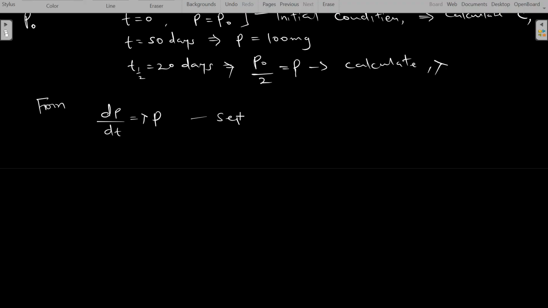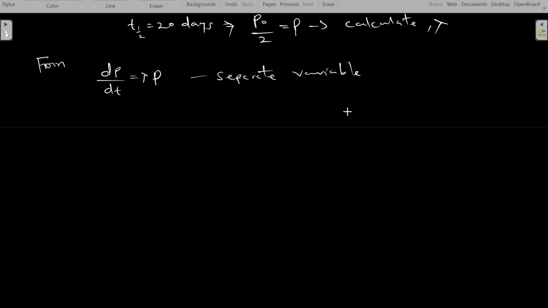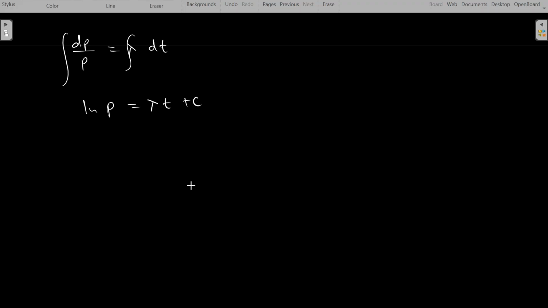So we separate the variables. Check my second video on how to solve first order differential equations. From this case, I'll divide by P. I'll get dP upon P equals lambda dt. If I take the integral of both sides, I should get ln of P equals lambda t plus a constant. To solve for P, we should take the exponential of both sides.